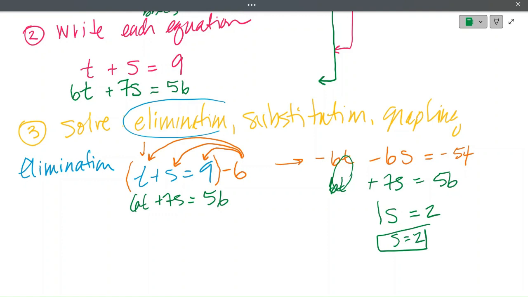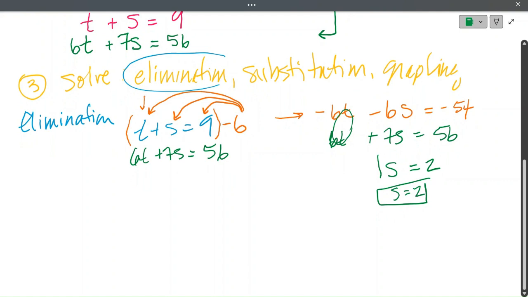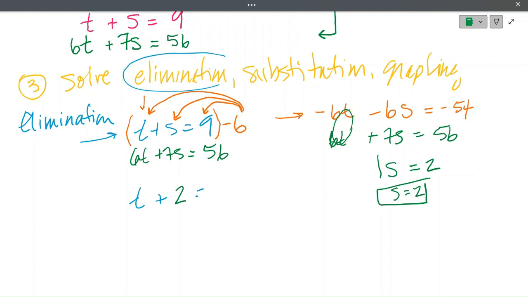Great. All right, now we have to figure out how many boxes of Thin Mints we purchased. So I'm going to go ahead and rewrite this top equation here because it's the simplest equation. And everywhere I see s, I'm going to put in positive 2. And now I'm just going to solve for t. I'm showing you the long way. I know most of you probably did this in your head already. Okay, so t equals 7.